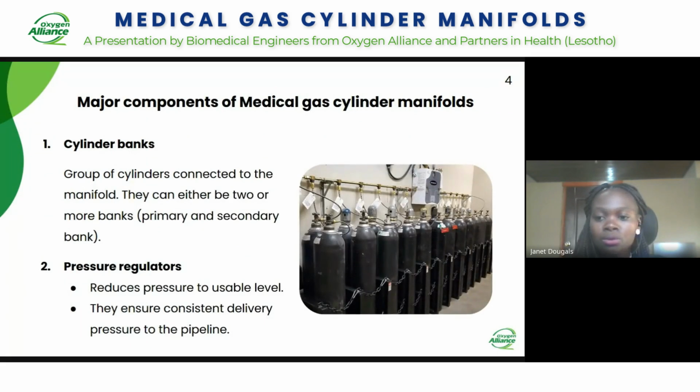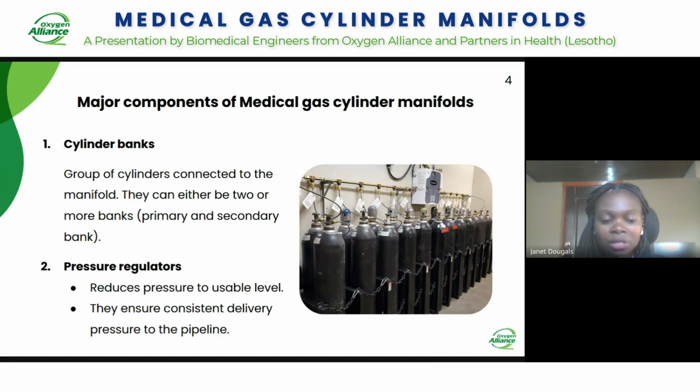I will take you through the major components of the medical gas cylinder manifolds. Firstly, we'll look at the cylinder banks. In the picture in the presentation, you can see a sample of a cylinder bank. These are a group of cylinders that are connected to a manifold. They can be two or more, but basically you have a primary and a secondary bank. The primary bank is the first line of cylinders that supplies when you turn on your manifold. The moment this bank is empty, the system will switch, or you have the option as personnel to switch, to the secondary bank. The secondary bank acts as a backup. Once the primary bank is empty, the secondary bank takes over.